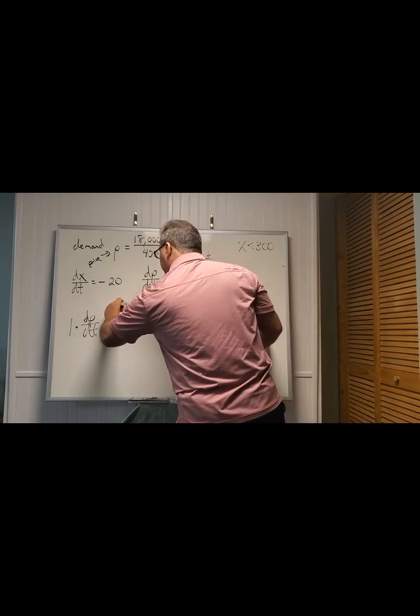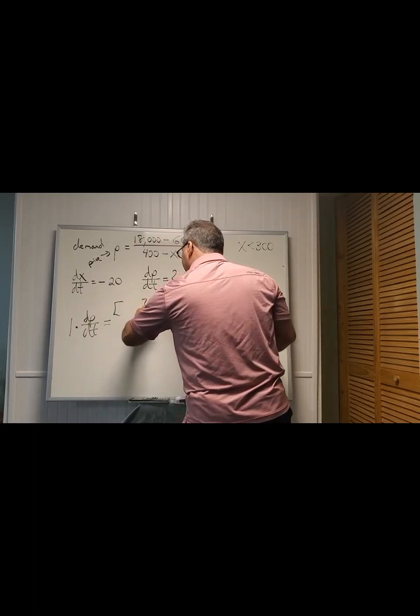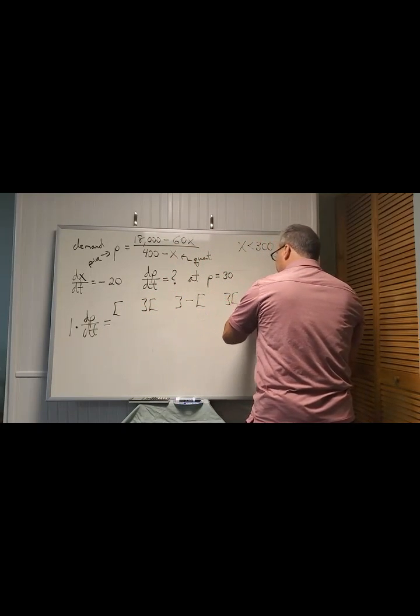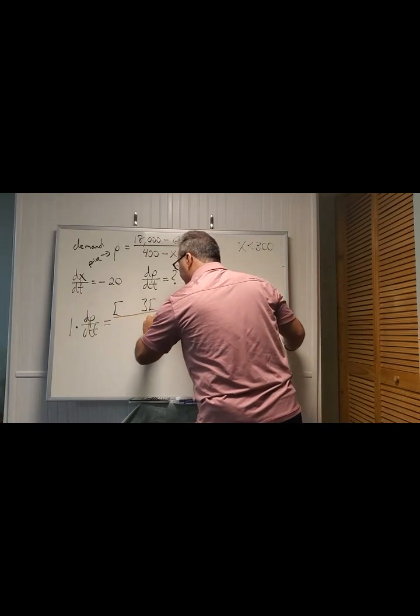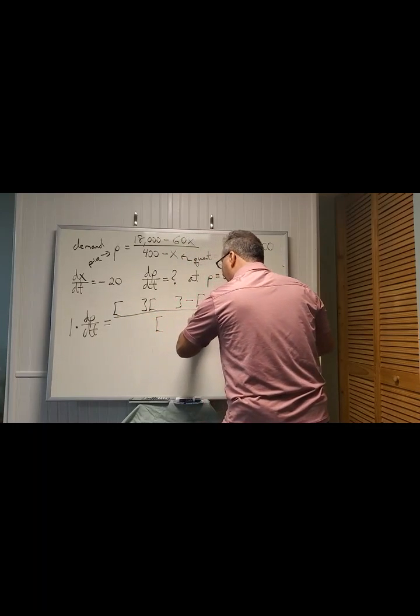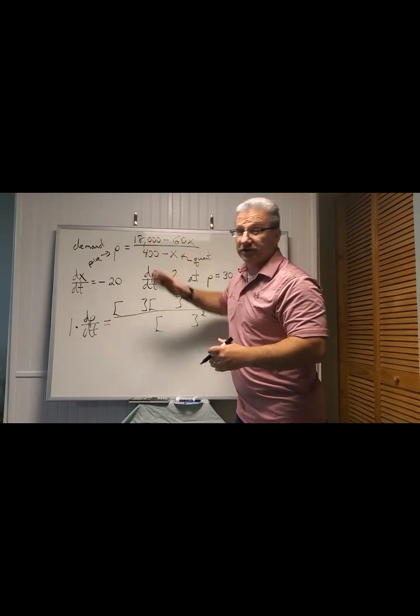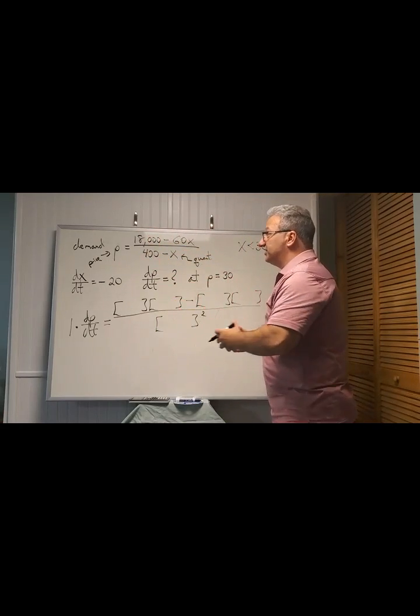All right, this side, good chance to brush off my quotient rule. Good chance for me to remind you guys how I set up the quotient rule. What I do is I set up my brackets. Please see my previous video on the quotient rule to see how I do it. So I set up my quotient rule. How do I know it's a quotient rule? It is a quotient. It's a fraction. So how do I take the derivative of this?